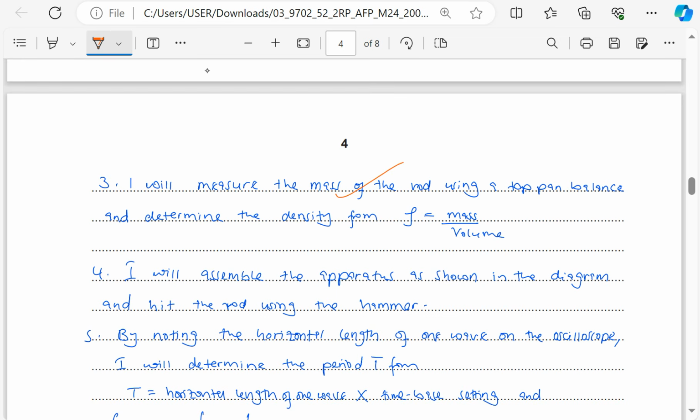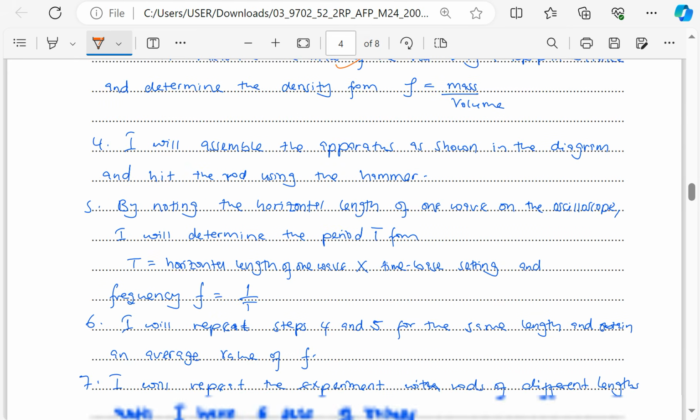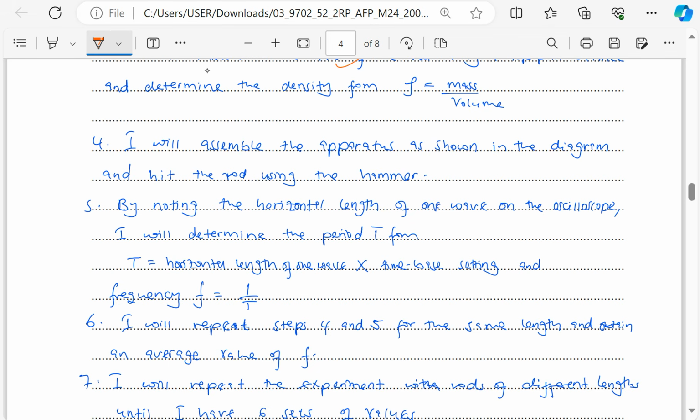We'll measure the mass of the rod using a top pan balance and determine the density from that expression. Then I'll assemble the apparatus as shown in the diagram and hit the rod using the hammer. Then by noting the horizontal length of one wave on the oscilloscope, I will determine the period.